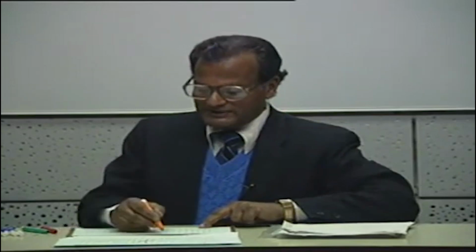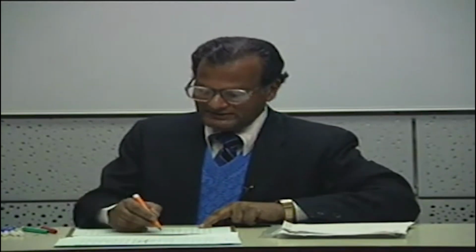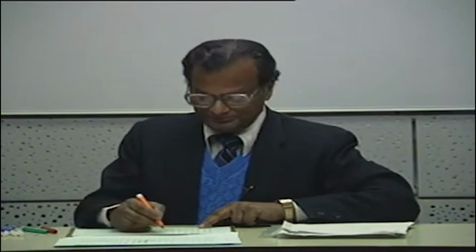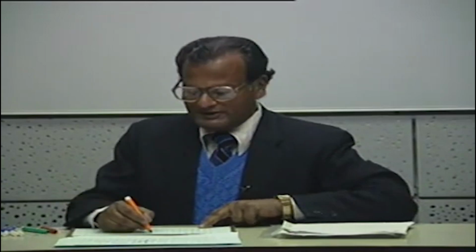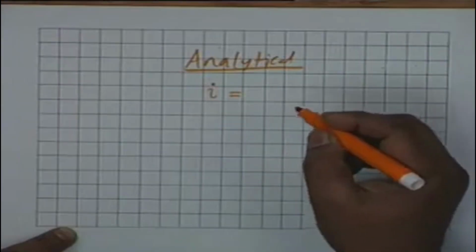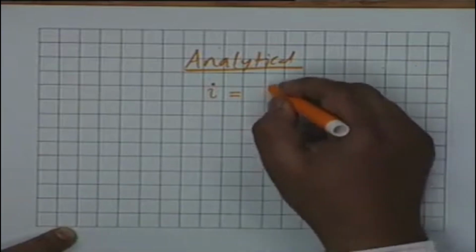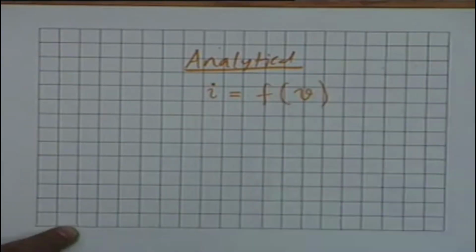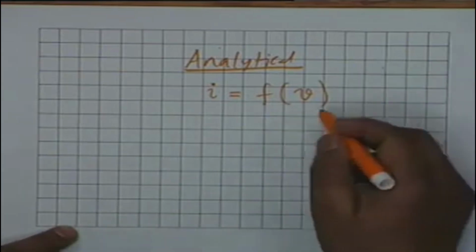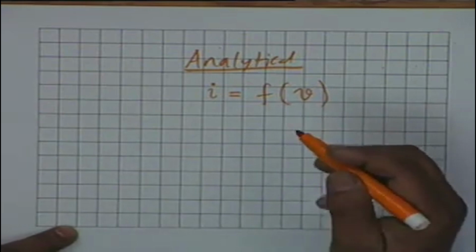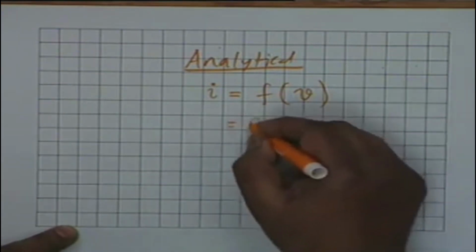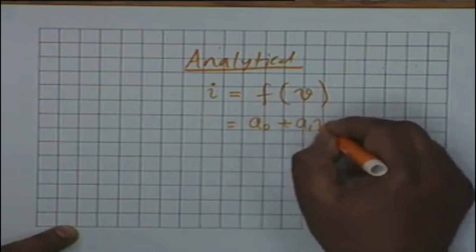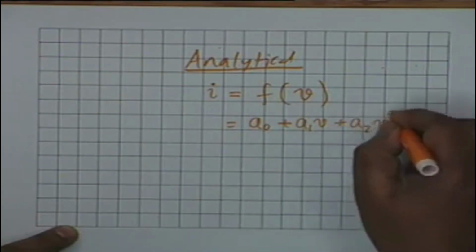What we do is, suppose we have a nonlinear resistor where the general characteristic shall be not I equal to V by R, but I equal to some function of V. And you know that such a function can always be expanded into a power series. That is, I can write this as A0 plus A1V plus A2V squared and so on.